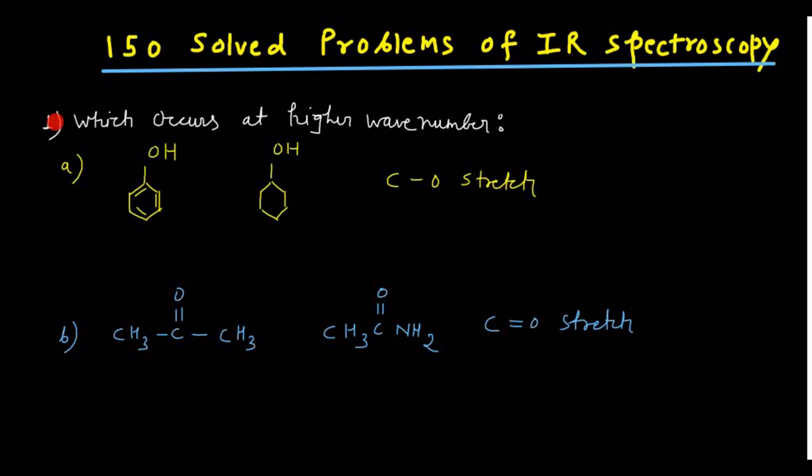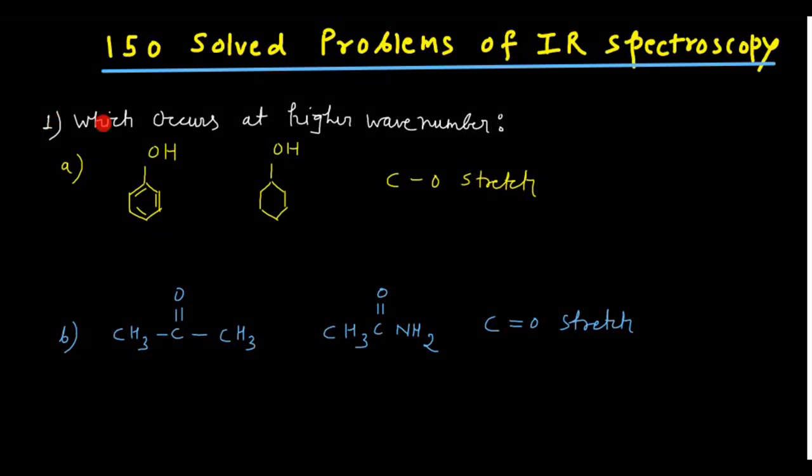And my first question is: which occurs at the higher wave number? The question has been asked for the carbon single bond oxygen stretch, that means the C-O stretch. So where would this C-O stretch occur at the higher wave number?